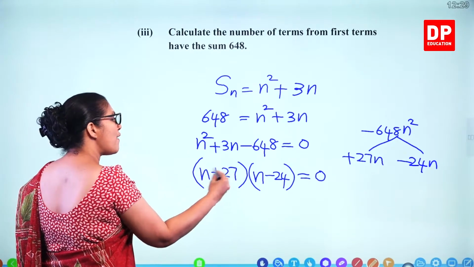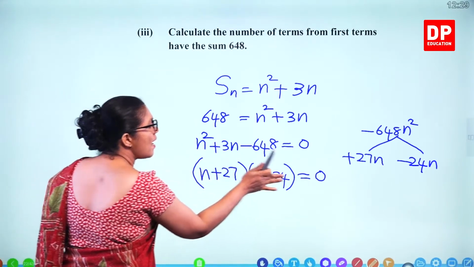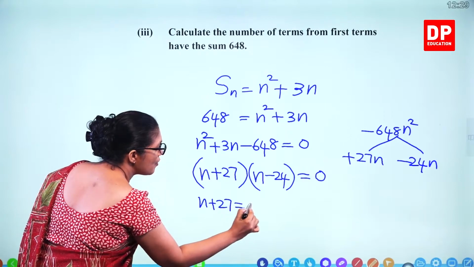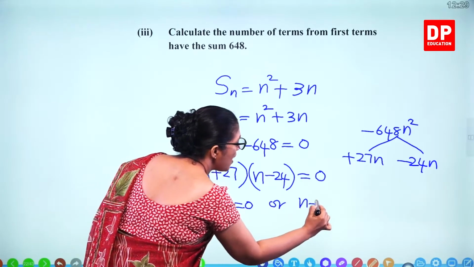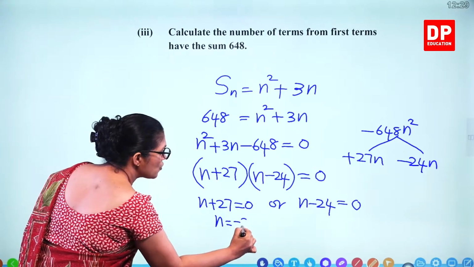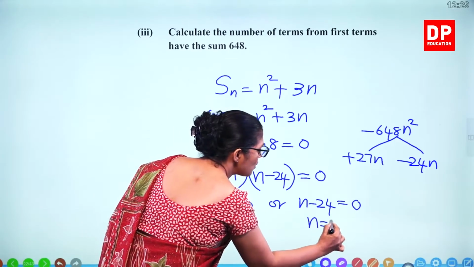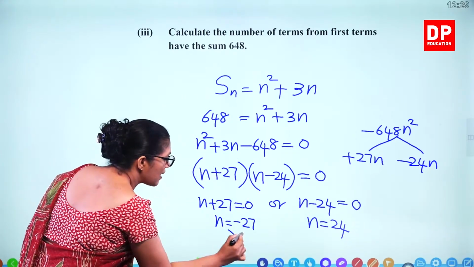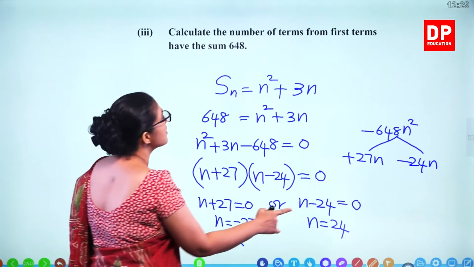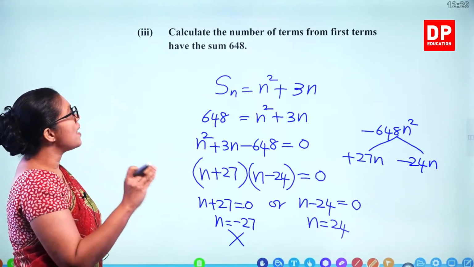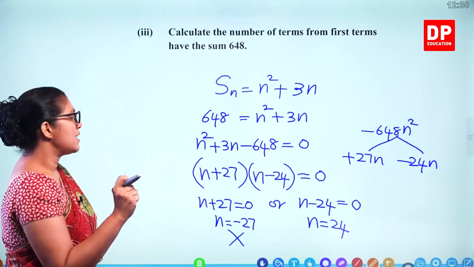After you get the factors, the product is equal to 0, that means n plus 27 is 0, or n minus 24 is equal to 0. So n becomes minus 27 or n equals 24. This is about term number, so you can't take a negative value. So the answer is 24. So 24 terms add up to 648.